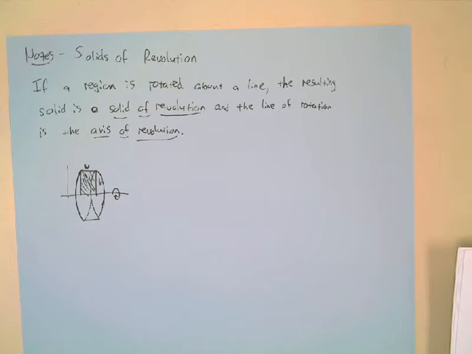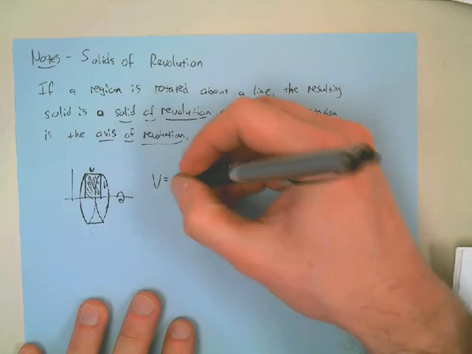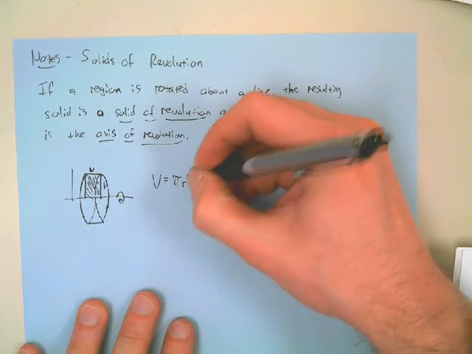So, the volume of the cylinder is equal to pi r squared times height.